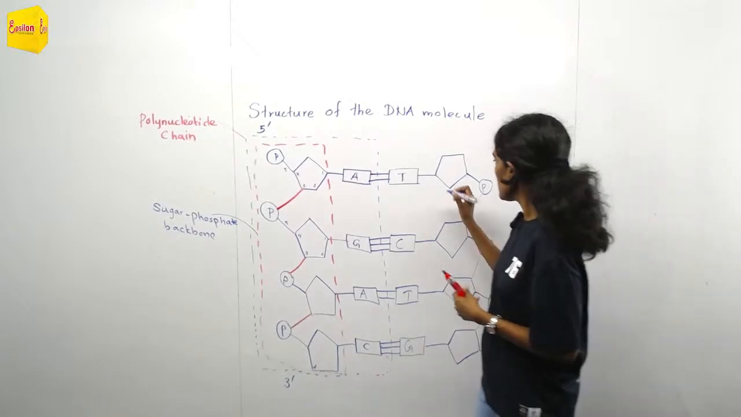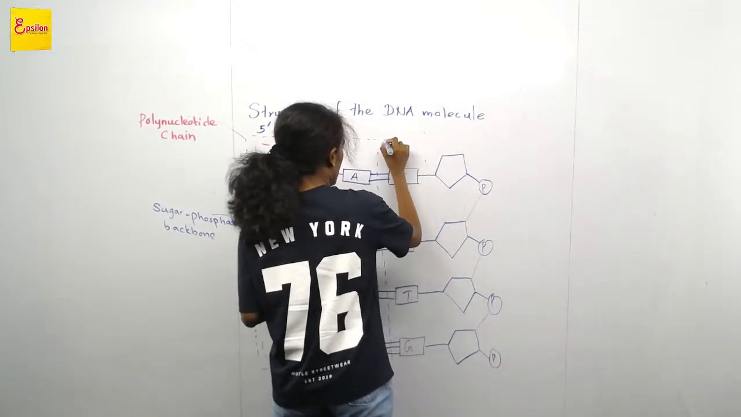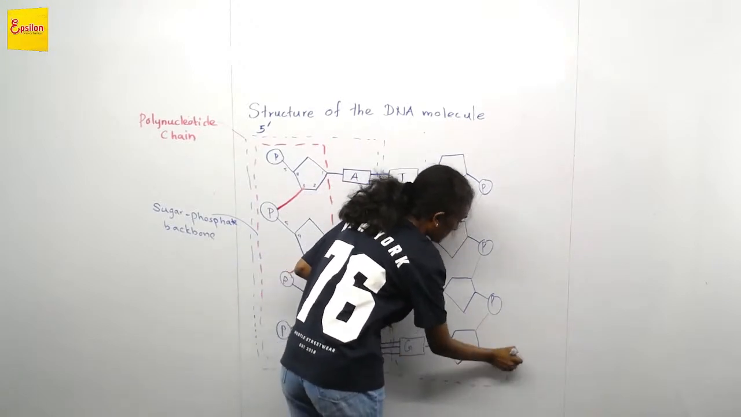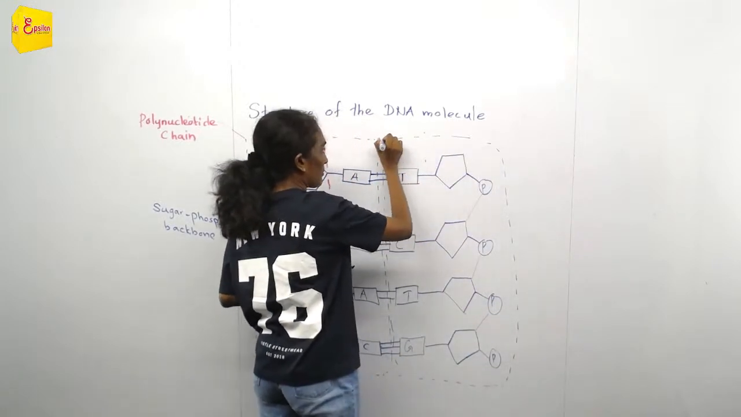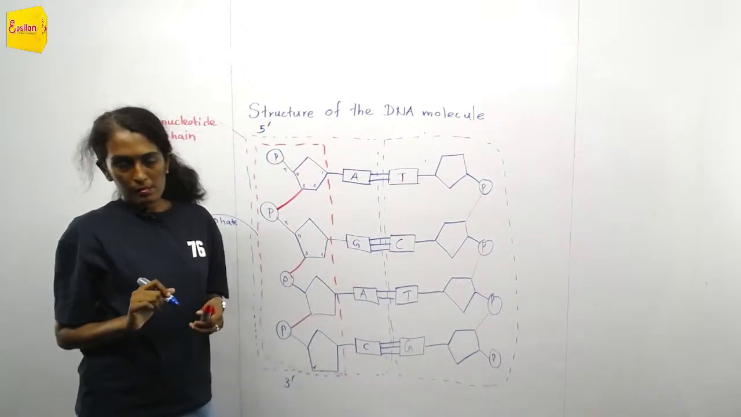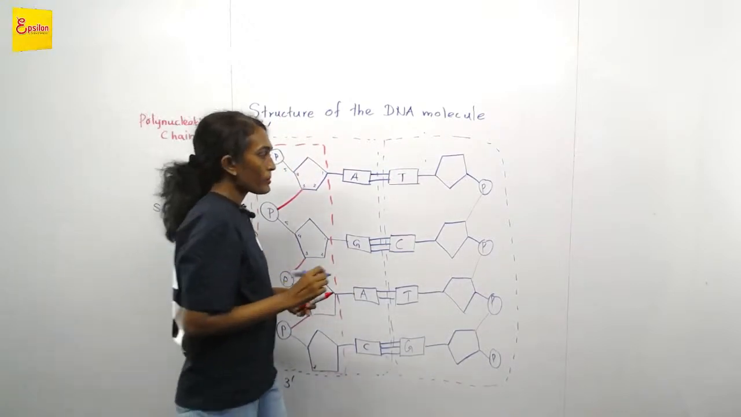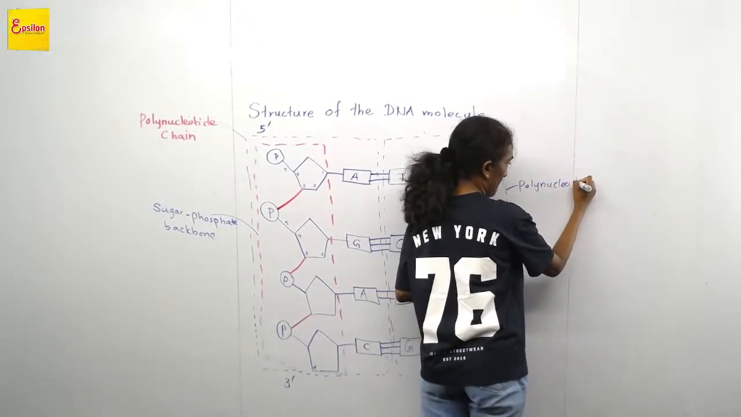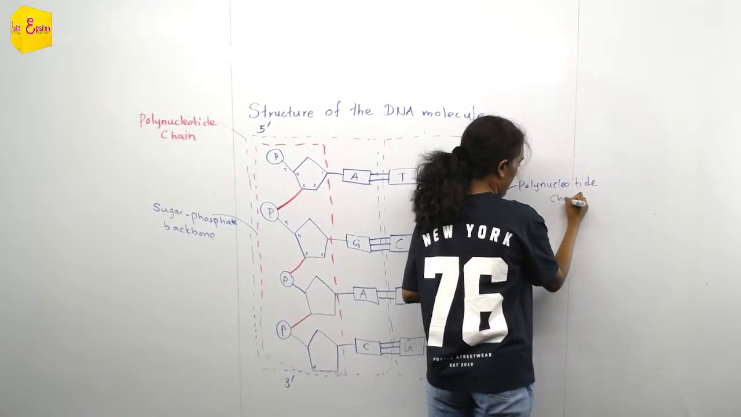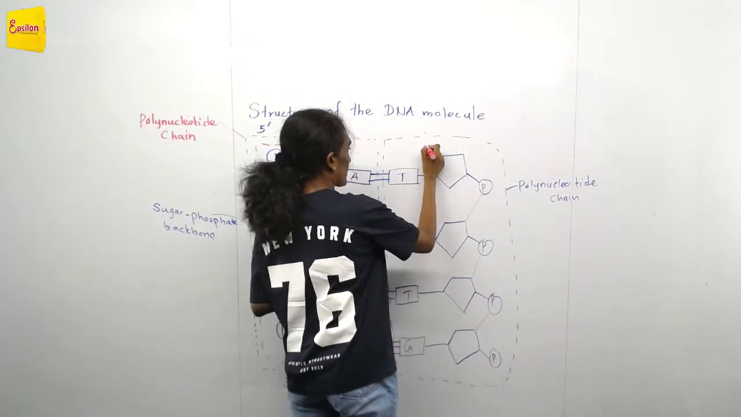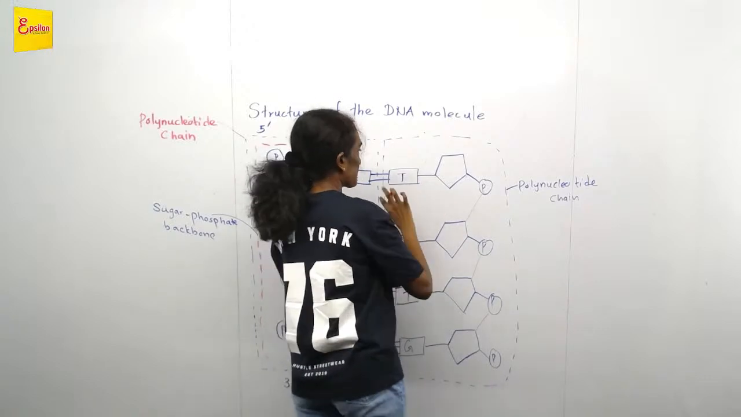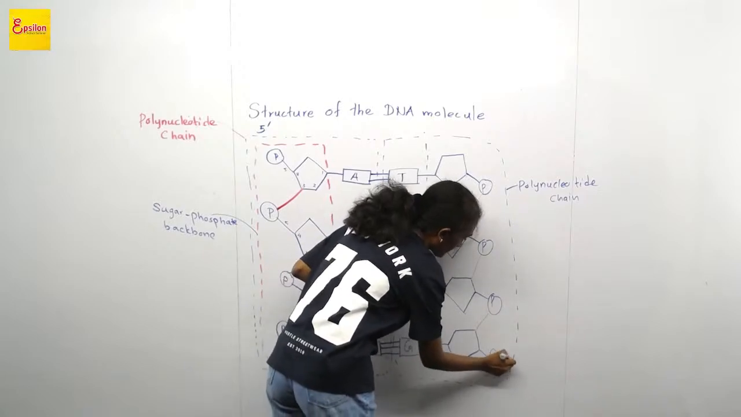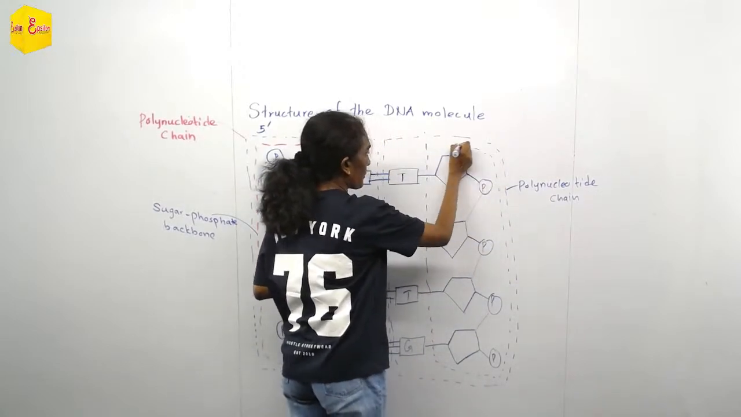So here, what is this one now? Polynucleotide chain. Then what is this one? Sugar phosphate backbone.